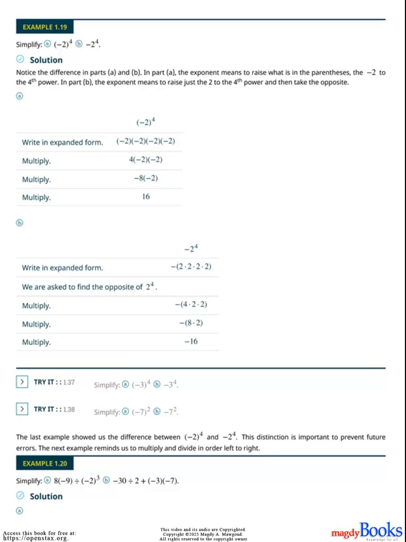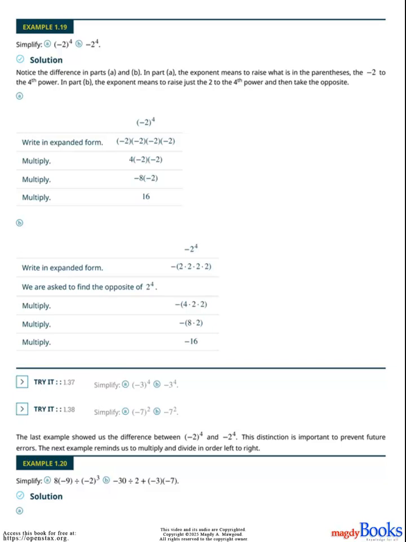This distinction is important to prevent future errors. The next example reminds us to multiply and divide in order left to right. Example 1.20. Simplify. A. 8 times (-9) divided by (-2)^3. B. -30 divided by 2 plus (-3) multiplied by (-7).